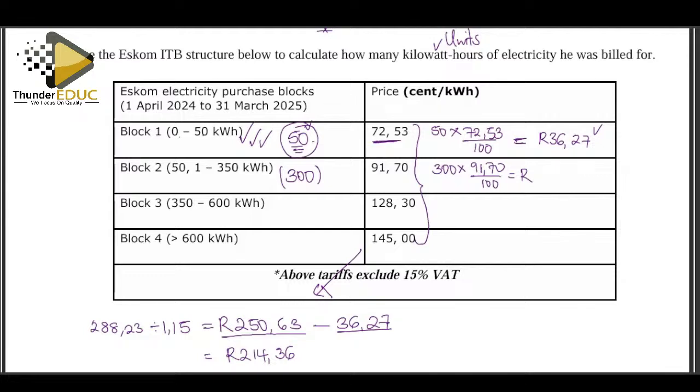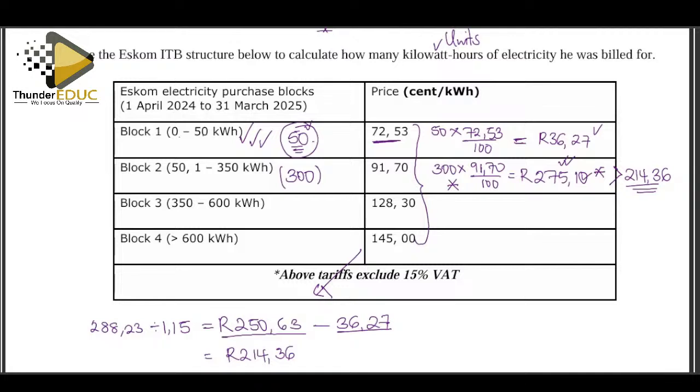So 300 times 91.7 divided by 100 gives us 275 rands 10 cents. Now this rings a bell. Why? This number is way bigger than what we have. First, we have 214 rands 36 cents. That means since he didn't exceed this, the units end in this block.